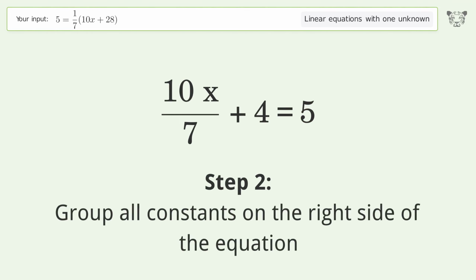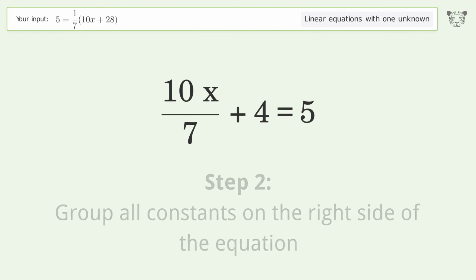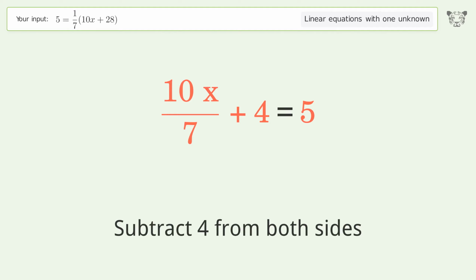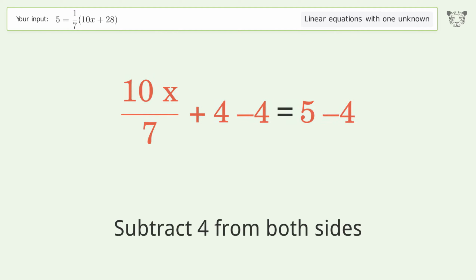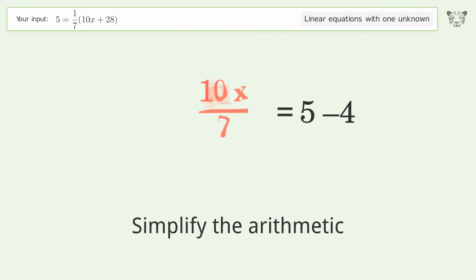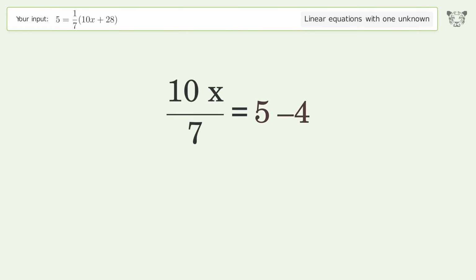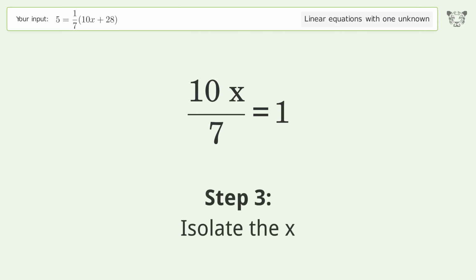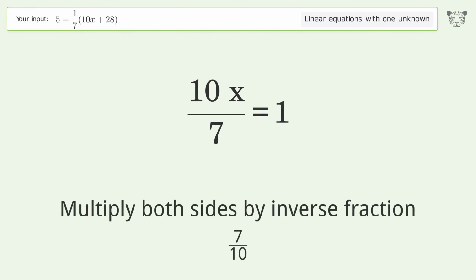Group all constants on the right side of the equation. Subtract 4 from both sides. Simplify the arithmetic. Isolate the x. Multiply both sides by the inverse fraction, 7/10.